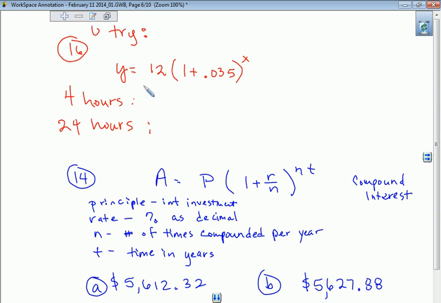All right, I'd like you to try number 16. You set up the model for that equation and see what you get for 4 hours and 24 hours later. Number 16. Bacteria.